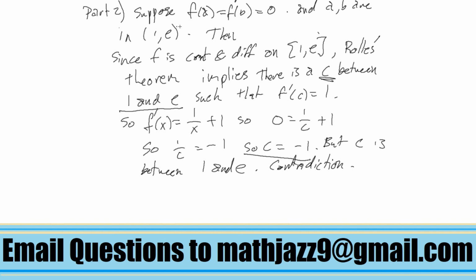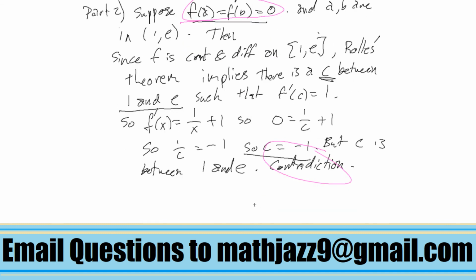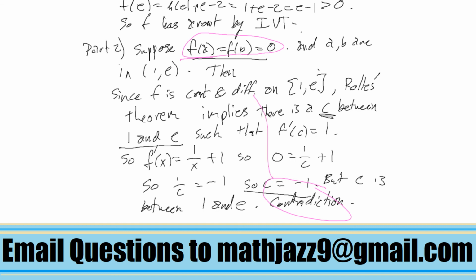Proof by contradiction works by first making an assumption. Our assumption was 2 roots. Proof by contradiction says we make an assumption, we find out that there's a contradiction, and because there's a contradiction, it means that our assumption was false. Our assumption was 2 roots that are different from each other. That's false, meaning that there cannot be 2 different roots. They have to be the same root.